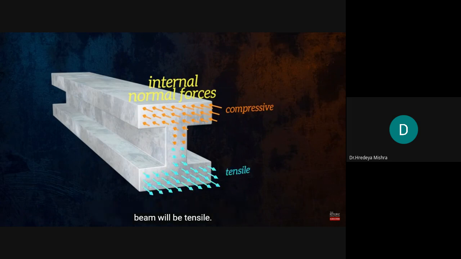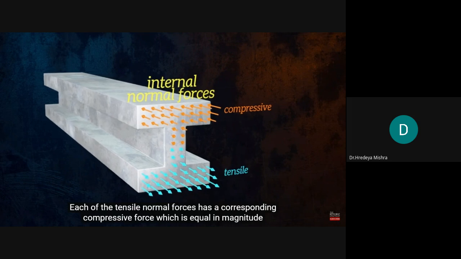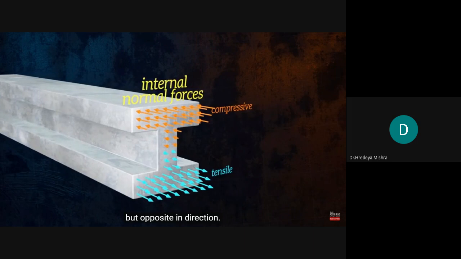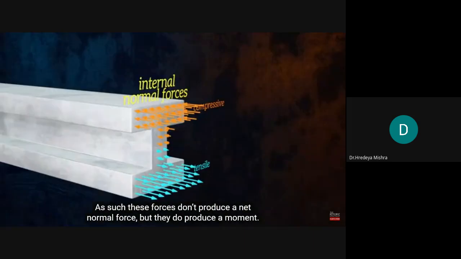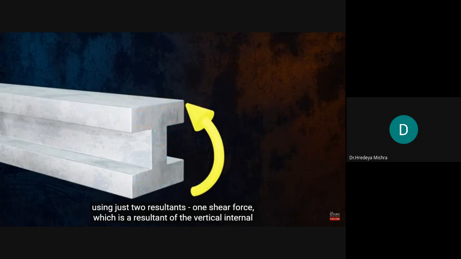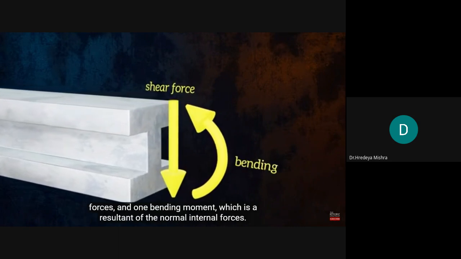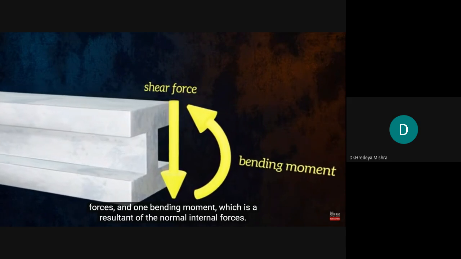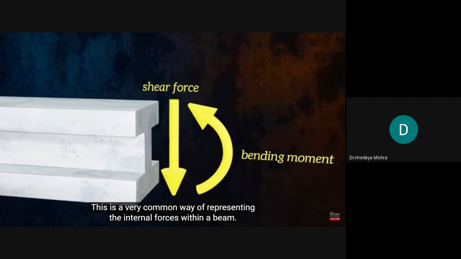Each of the tensile normal forces has a corresponding compressive force, which is equal in magnitude but opposite in direction. As such, these forces don't produce a net normal force, but they do produce a moment. This means we can conveniently represent the internal forces acting on the beam cross-section using just two resultants. One, shear force, which is a resultant of the vertical internal forces, and one bending moment, which is a resultant of the normal internal forces. This is a very common way of representing the internal forces within a beam.